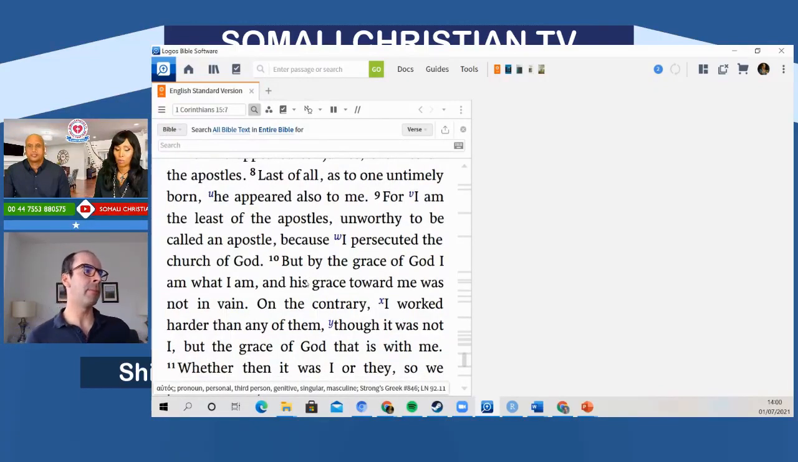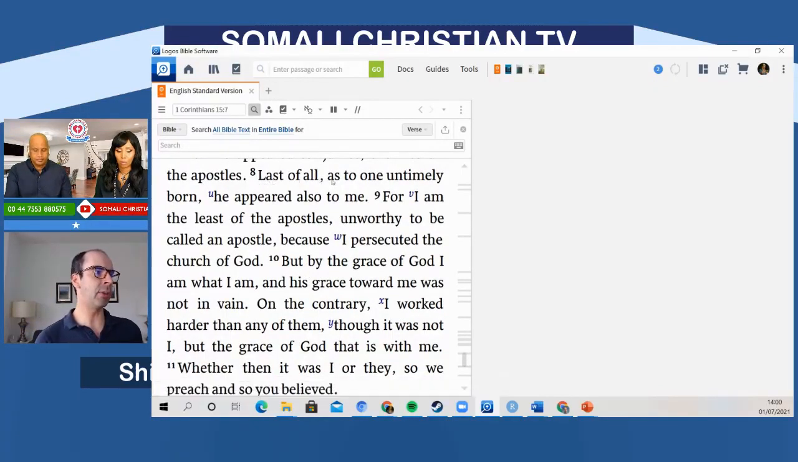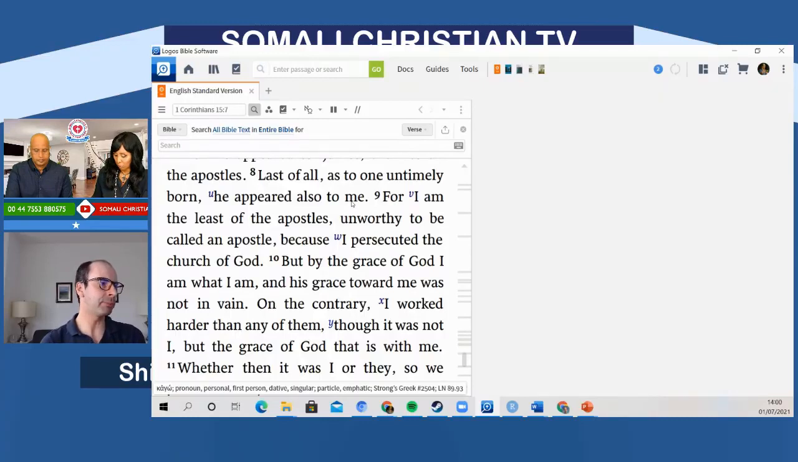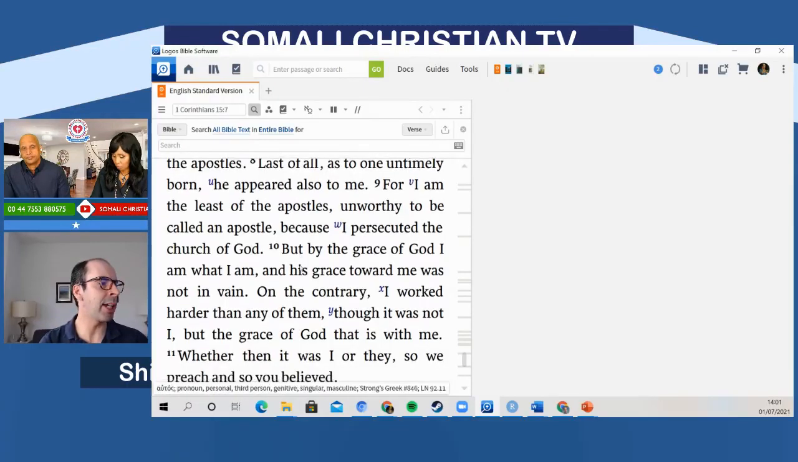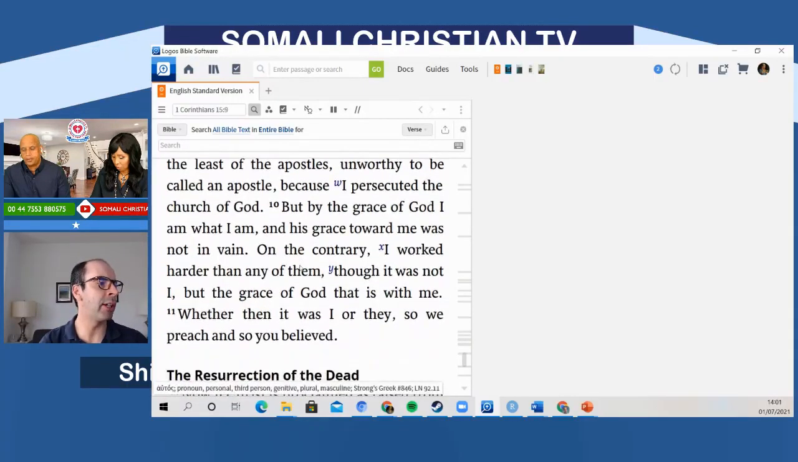So look at verse 8. He said, last of all, as to one untimely born, he appeared also to me. And then verses 9 to 11: for I am the least of the apostles, unworthy to be called an apostle, because I persecuted the church of God. But by the grace of God, I am what I am, and his grace toward me was not in vain. On the contrary, I worked harder than any of them, though it was not I, but the grace of God that is with me. Whether then it was I or they, so we preached, and so you believed.